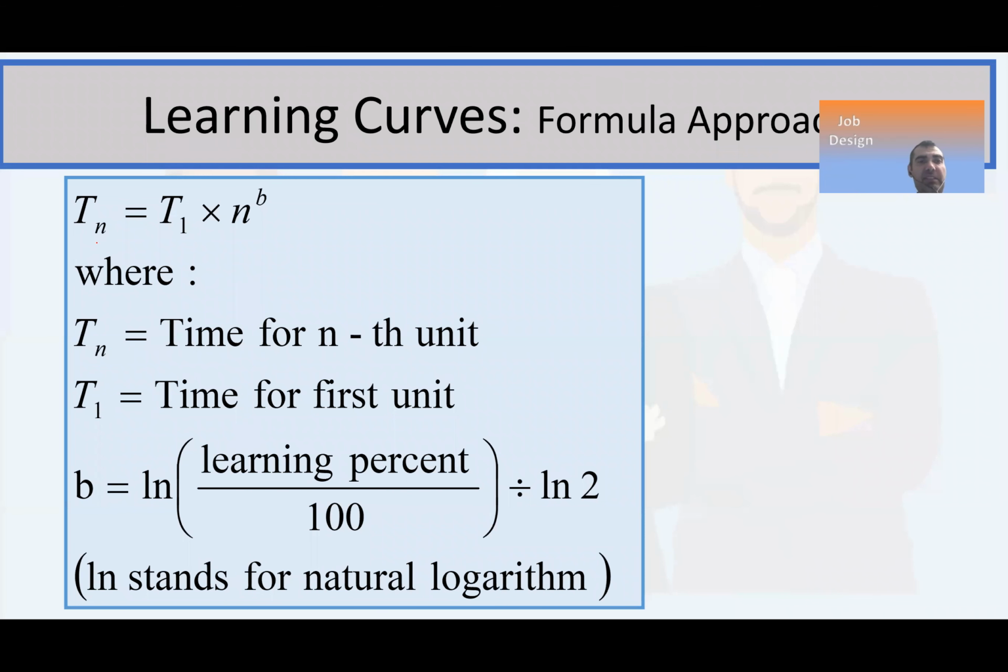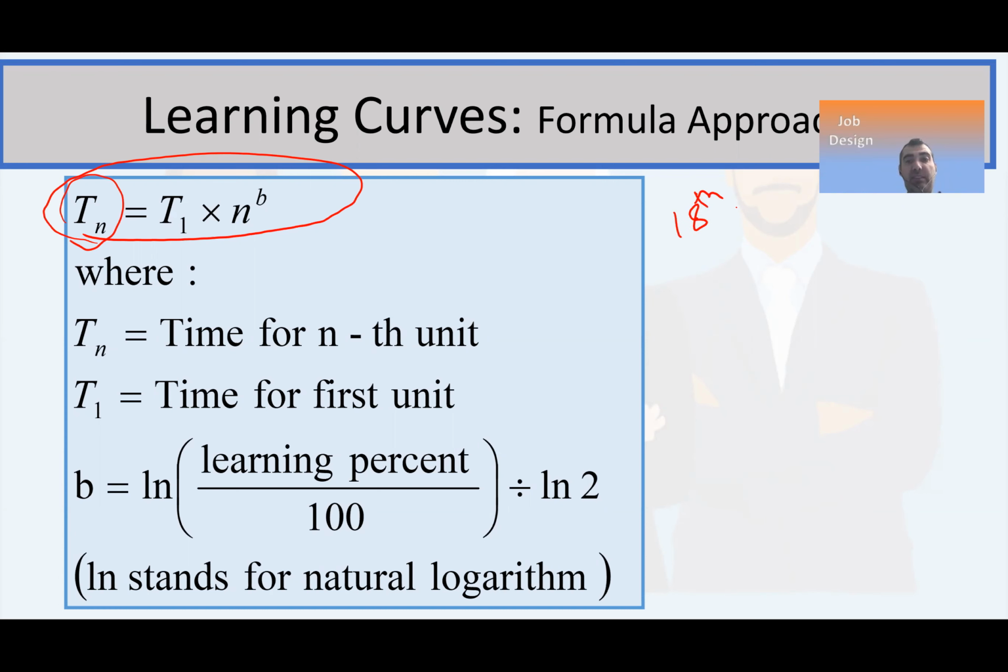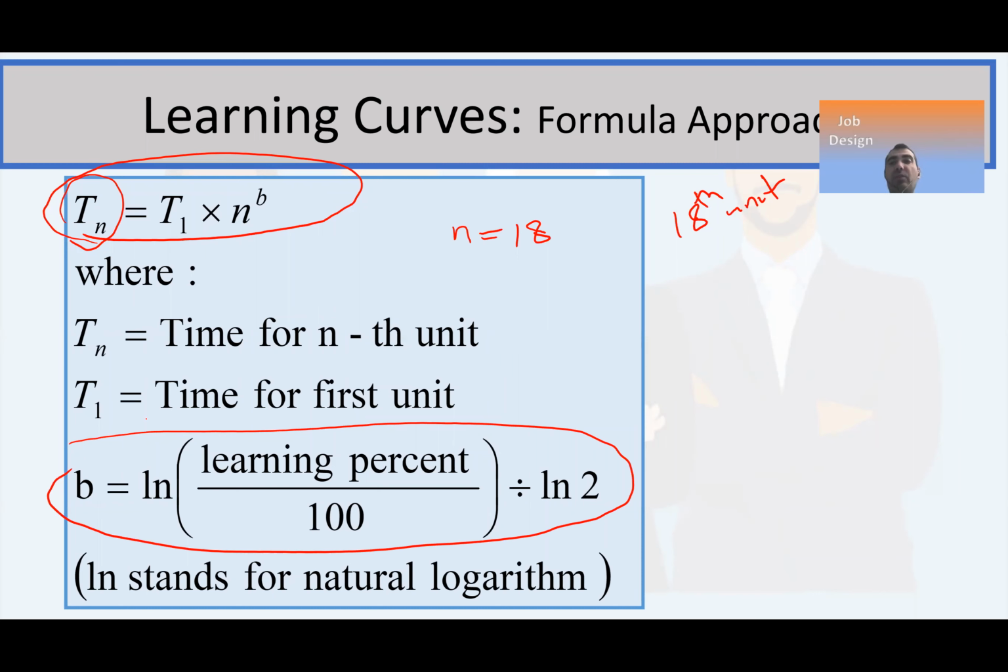So right here is the main formula, which is T of n, where n is the number of units you want to predict ahead. Maybe you were interested in knowing the 18th unit. How long does it take to produce the 18th unit? That would be T of 18 equals T1 times n, where n in this case is 18, to the power of b. And b is this equation right here, the learning percentage over 100.